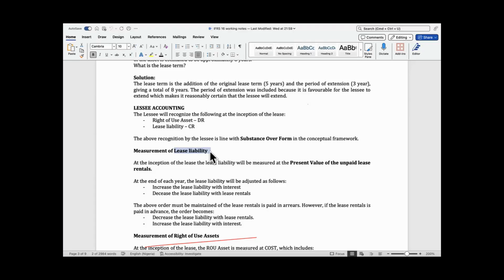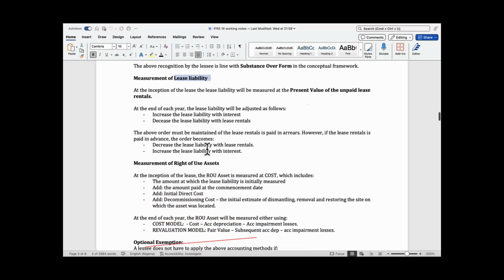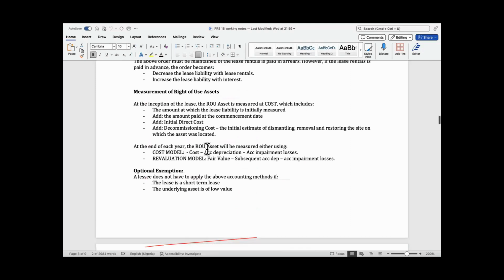And this order can change if the lease rental is paid in advance. For the right of use asset, at the end of the year, you're expected to depreciate the asset over its lease term.